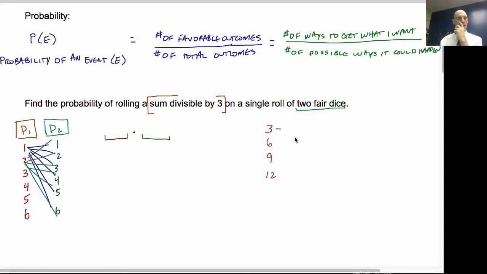And so I want to list out the ways. So thinking about this, any one could go with any other one. I've got to list out my possibilities. Well, I could have the case that I roll a 1 on the green die and a 2 on the red die, right?